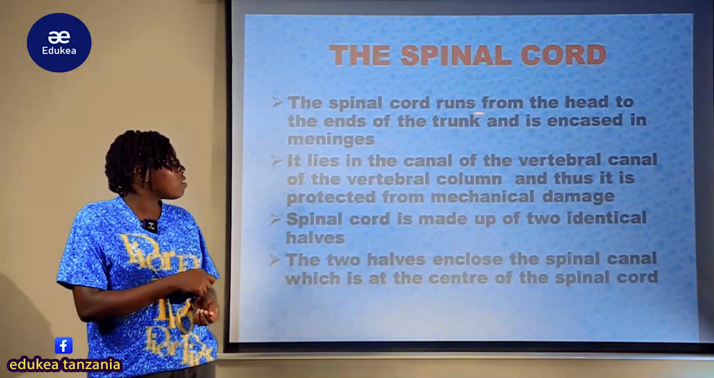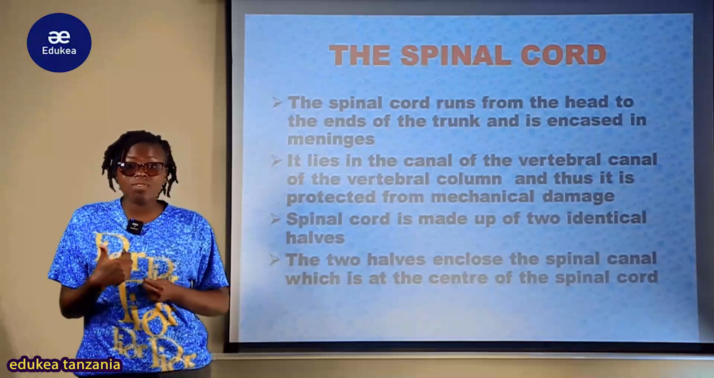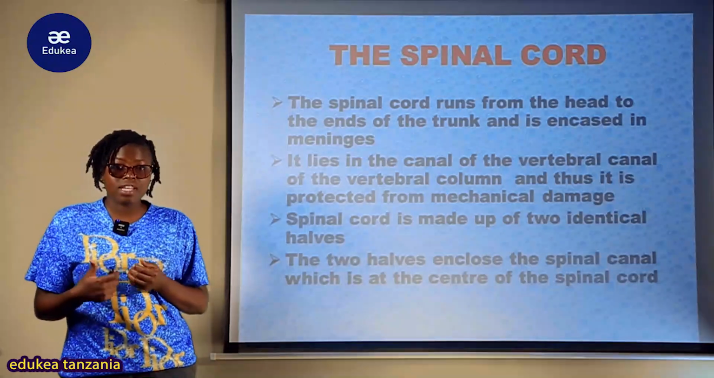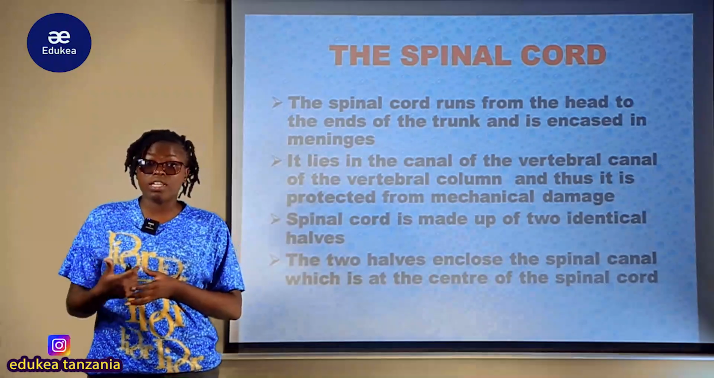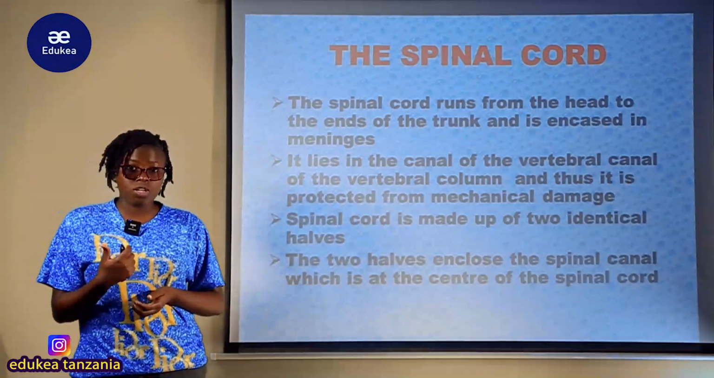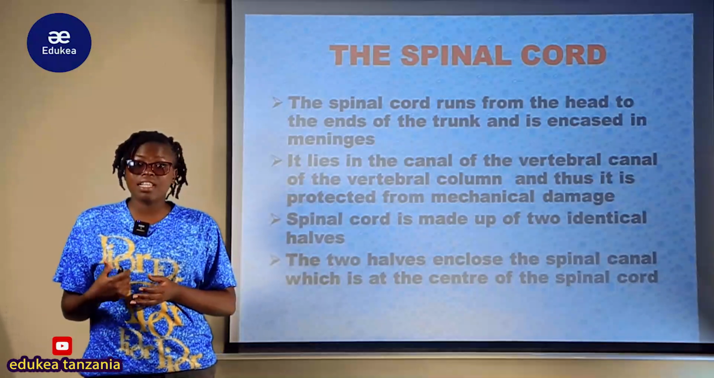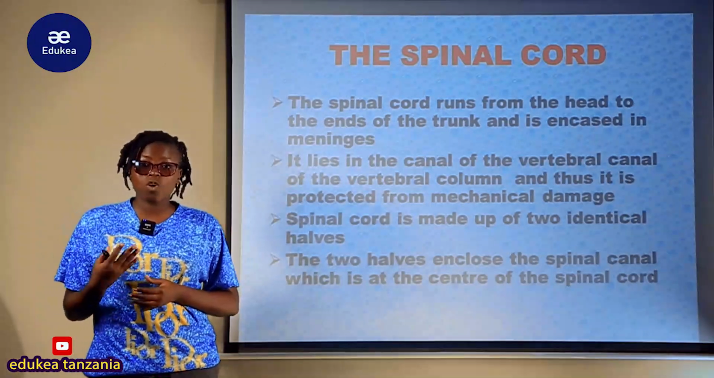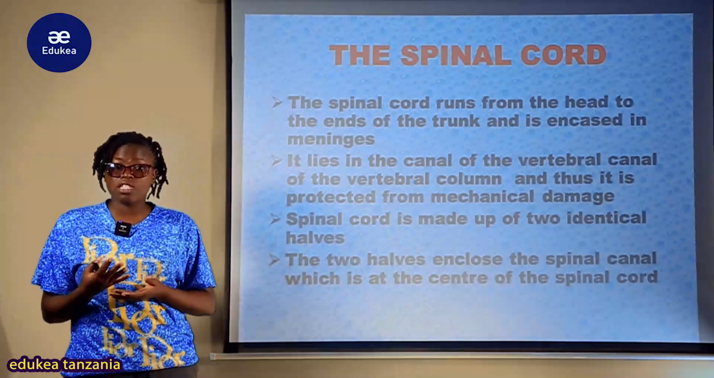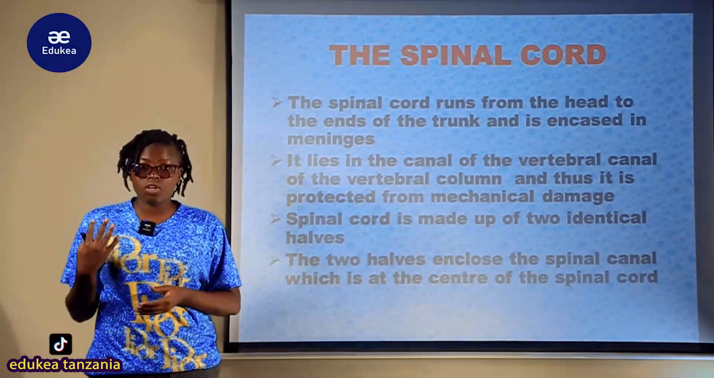So at the end of the trunk, it is encased within the meninges, and that is what provides the protection for this spinal cord. Within the spinal cord, there is spinal fluid which acts as a shock absorber to protect this delicate organ, the spinal cord, against physical injury.